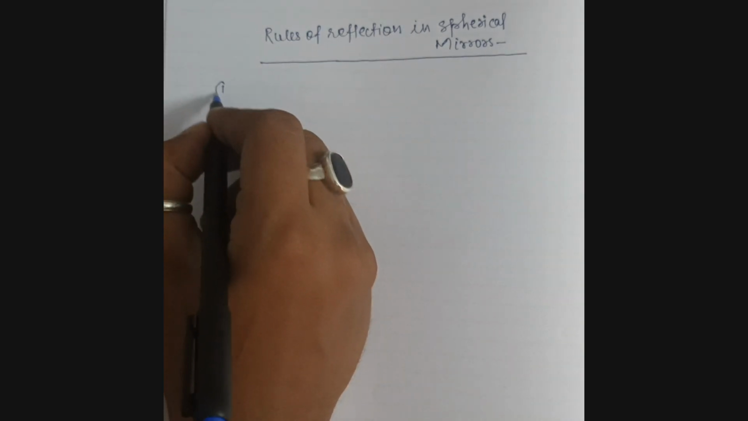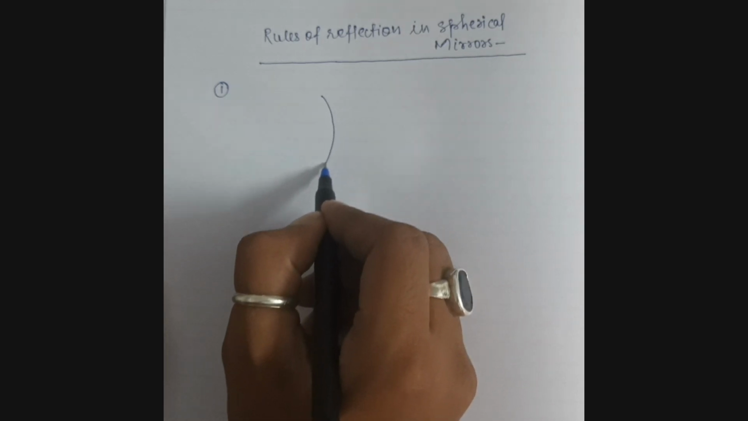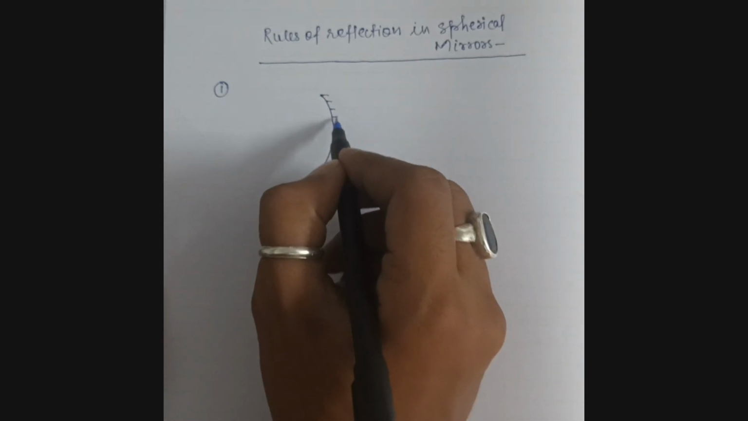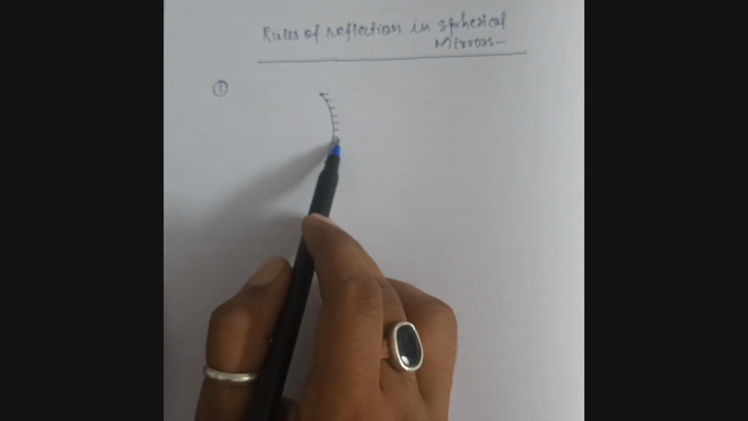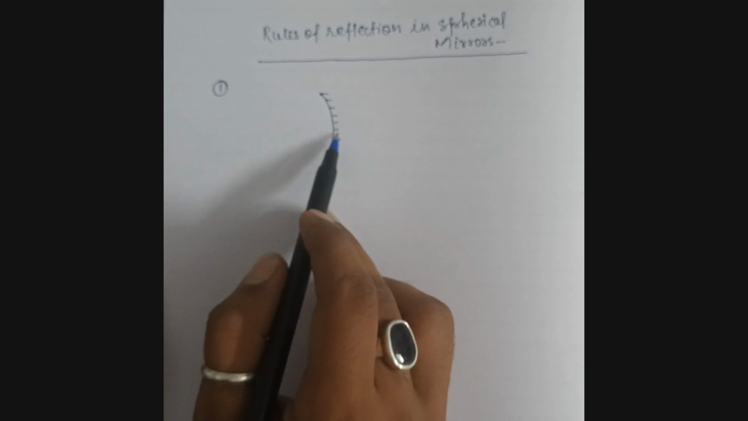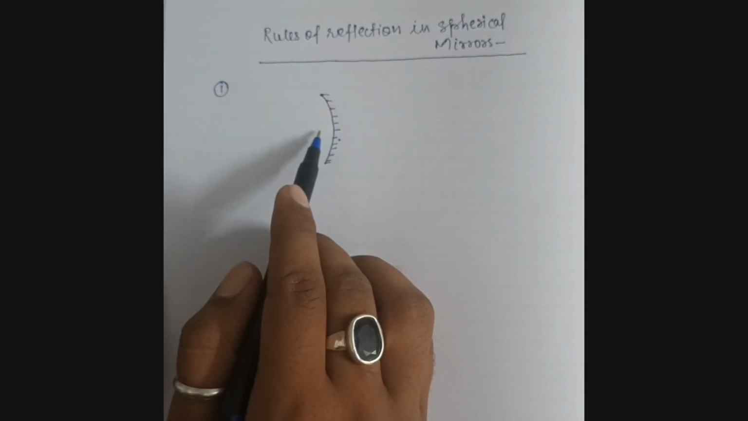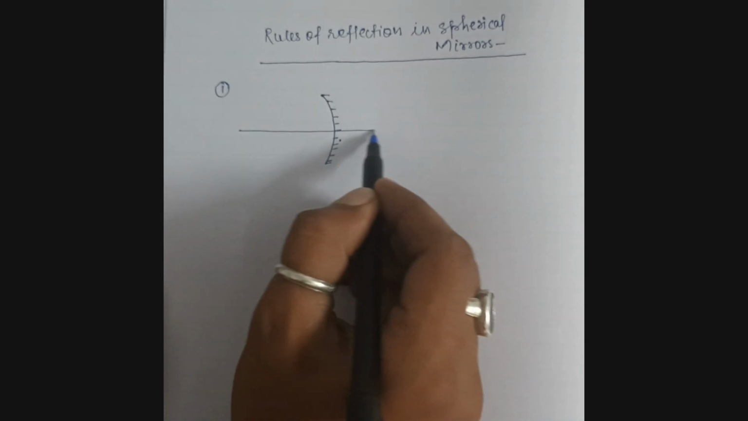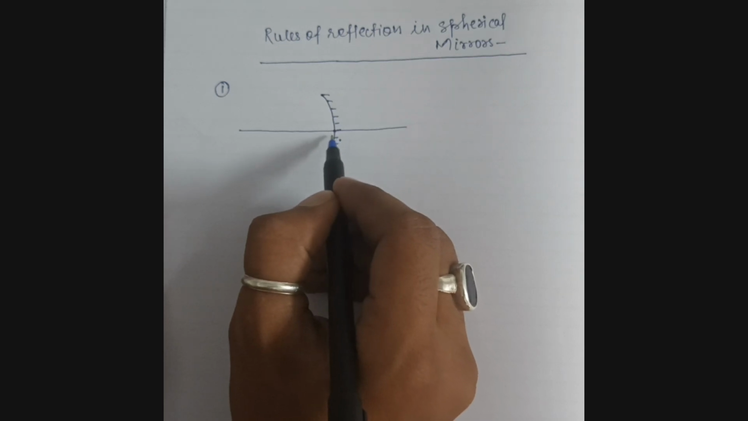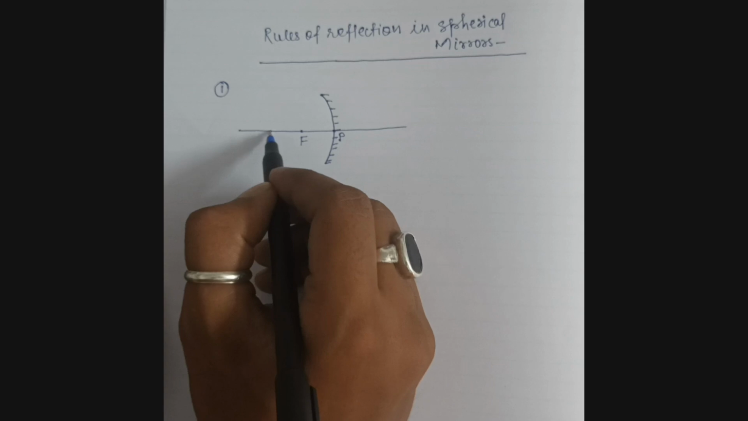So let's start. Students, the first rule says, let us consider we have a concave mirror. If we polish the outer surface of the spherical surface, then we call it a concave mirror, and the inner surface is the reflecting part. Now when we draw the principal axis, this is called the pole. This is the focus. This is the center of curvature.